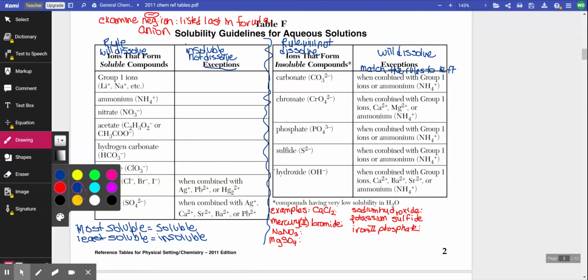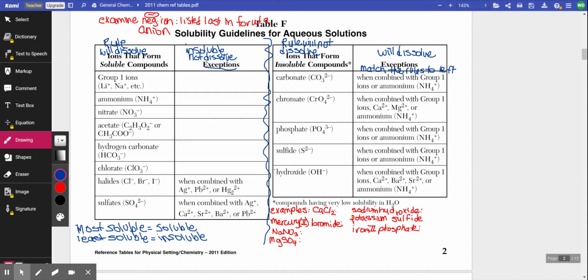Hi, welcome back, and today we are going to look at reference table F. So this is my least favorite reference table, and the reason is that it's basically two reference tables in one. Notice I've already done some writing ahead of time, because I'm keeping these videos to under 5 minutes.